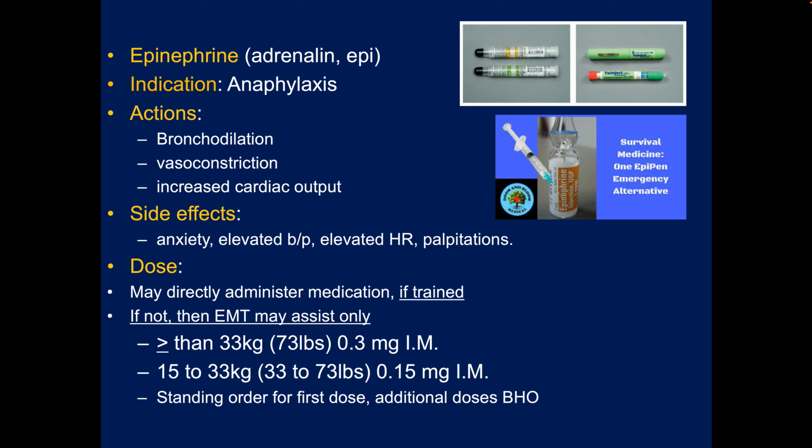If they weigh less than 15 kilograms or they weigh less than 33 pounds, you cannot administer it. It would be a contraindication. You'd have to call ALS, call paramedics, have them come out and have them dose the patient based on body weight. They can draw up the medication themselves and dose it out individually. So you need to know what this person weighs to decide which dose to give or whether you can give it or not. And of course, it's a standing order for your first dose. If you need additional doses, it'd be by base hospital direction.